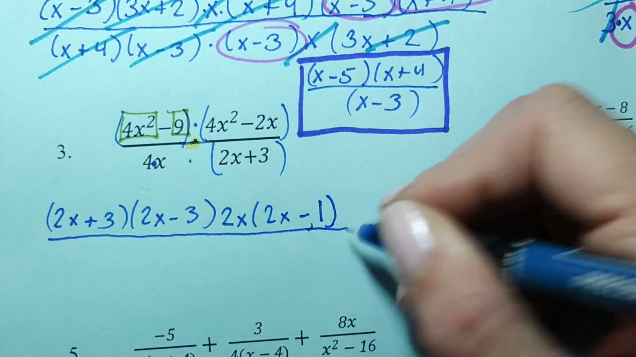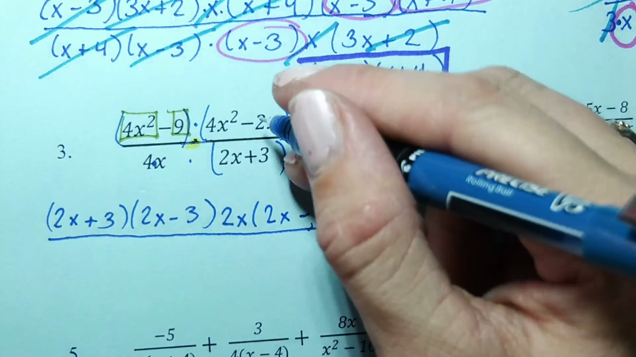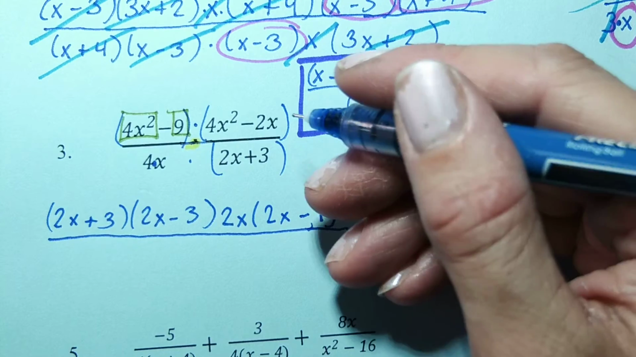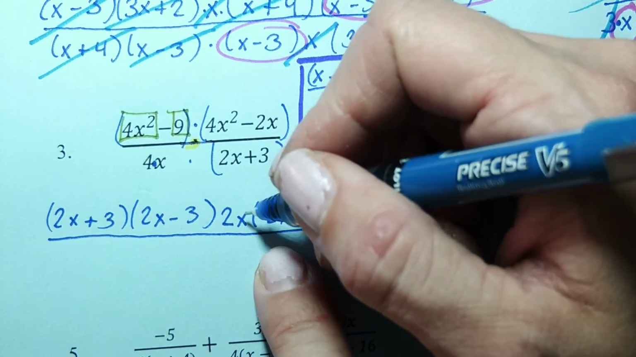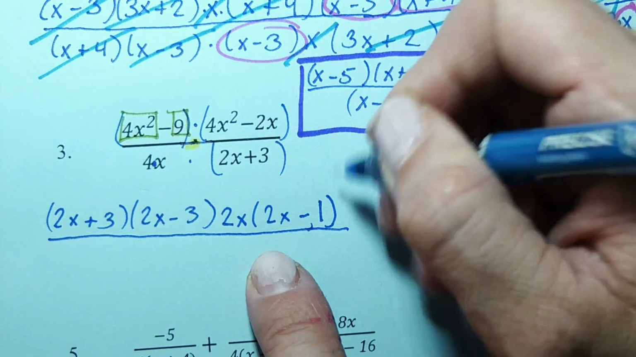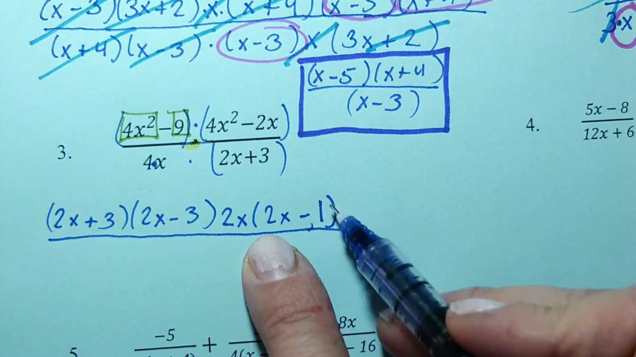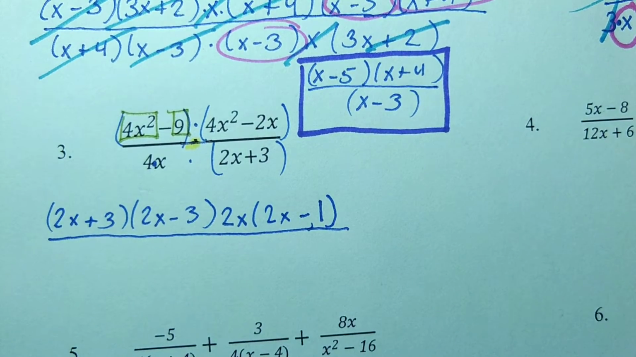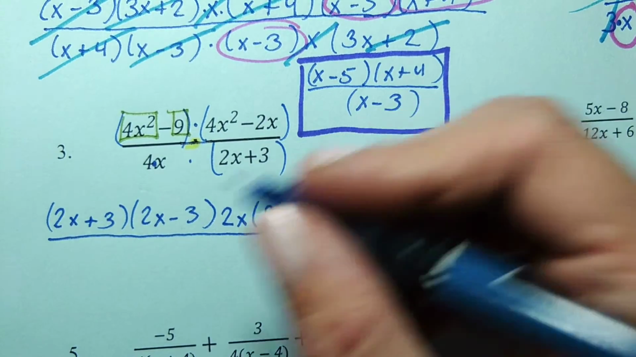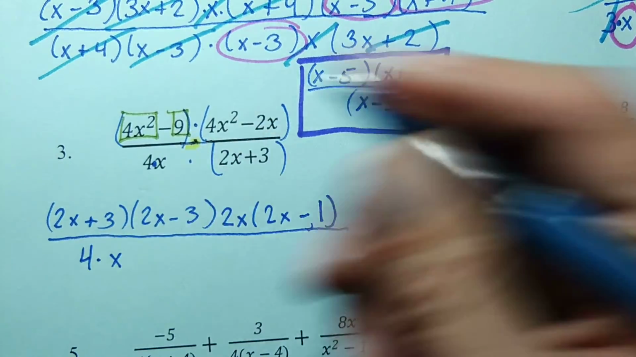Negative 1. Sometimes students are like, I take out a 2x and there's nothing left there. It is a negative 1, and we have to have that there because if I were to redistribute that 2 and that x, it would need to be equal to the same thing that we started with. So I have to have that negative 1 there. On the bottom, 4 times x and 2x plus 3.